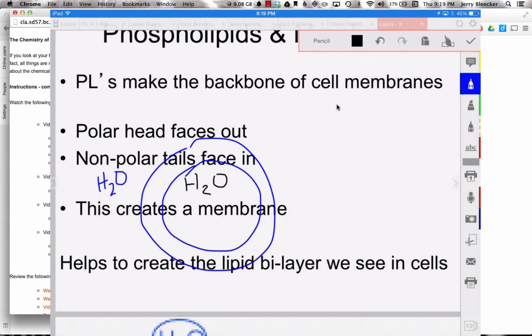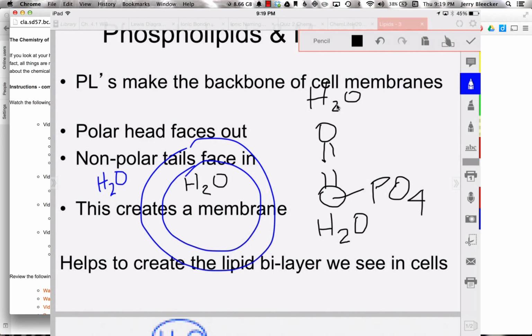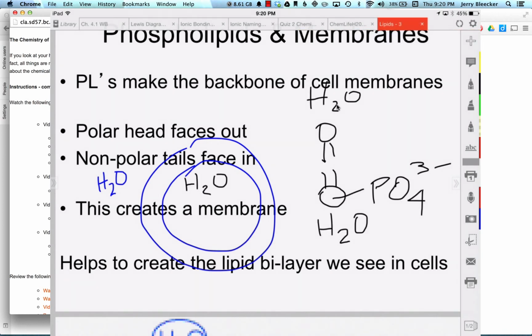Now what that does is it ensures that the polar heads are facing out towards water, while the tails face away from that. So water can be on the inside or the outside, and it's largely due to the fact that the phosphate heads are charged, and they're okay with interacting with water, but the fatty acid tails are not okay interacting with water. So the phosphate heads will point towards it, and the fatty acid tails will not. They're neutral. Think of them as oil. They don't mix with water. So we get a spontaneous bilayer forming.